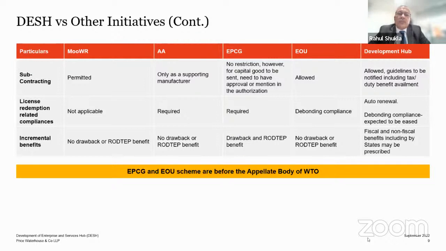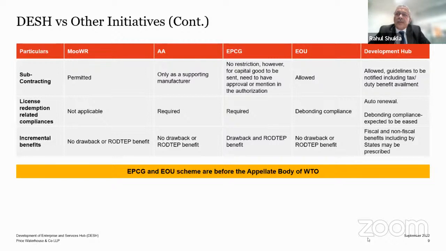License redemption, moreover, there's no requirement of license redemption or getting an export obligation discharge certificate. Advance authorization, it is there. EPCG, again, it is there. EOU, you need to either exit or renew or debond. Development hub, again, the auto renewal is now proposed, so that's a plus.